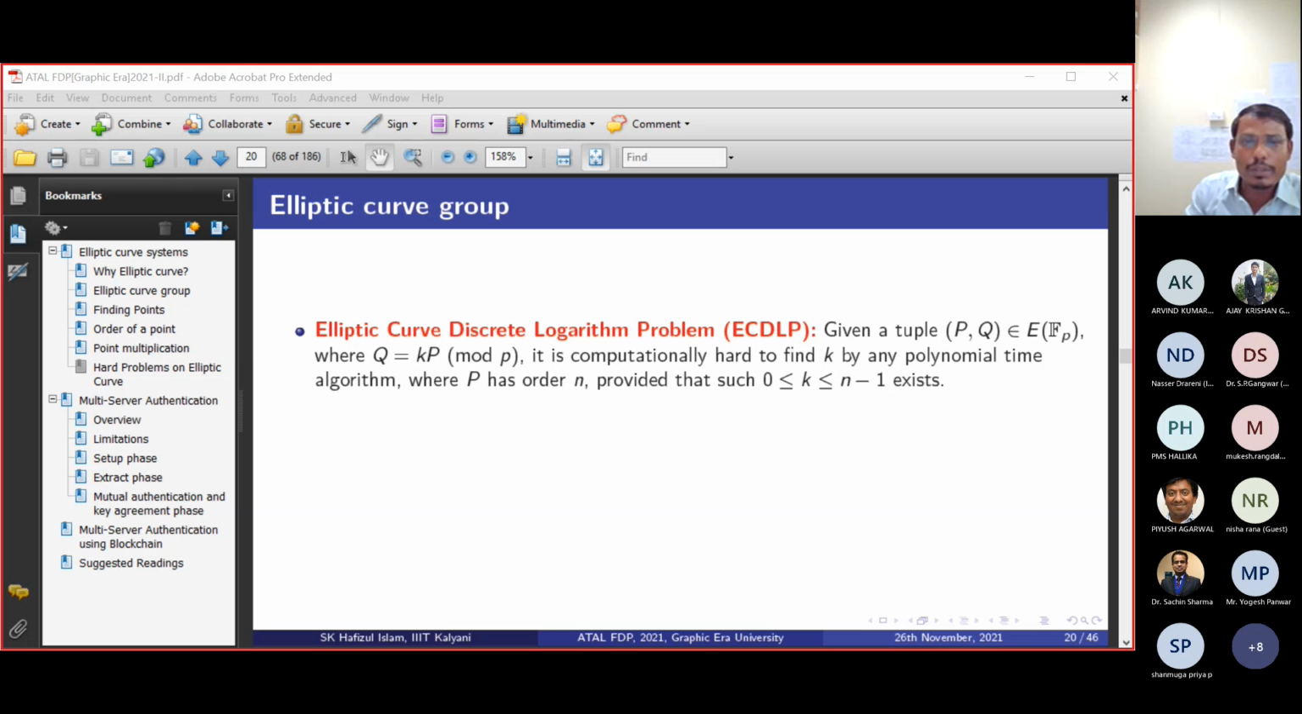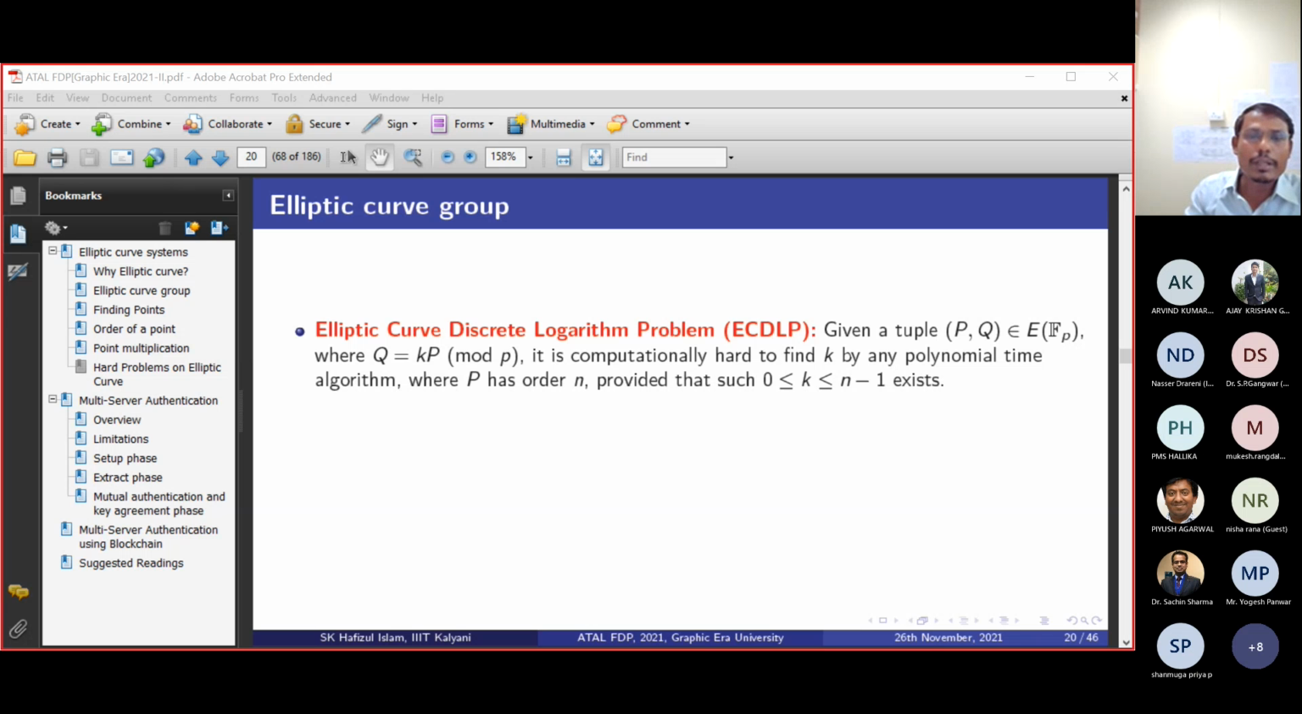For the computational Diffie-Hellman problem, in this case we have the elliptic curve point generator P. We have g to the power x, that is A times P, and g to the power y, suppose B times P. From here, we are asking you to calculate A times B times P. That is called the computational Diffie-Hellman problem in elliptic curves. That is also a hard problem.